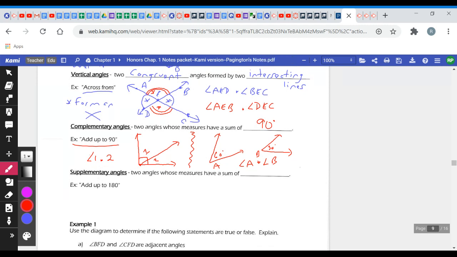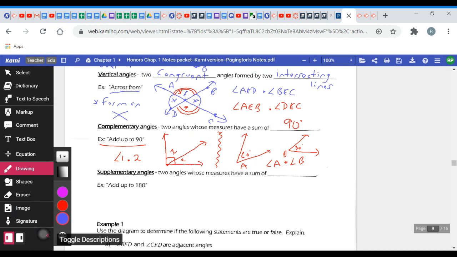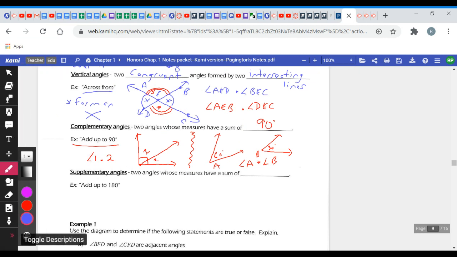Let's go there. So supplementary angles are two angles whose measures have a sum of 180. And similar to complementary, they can be adjacent to each other, but they don't have to be. Again, add up to 180.